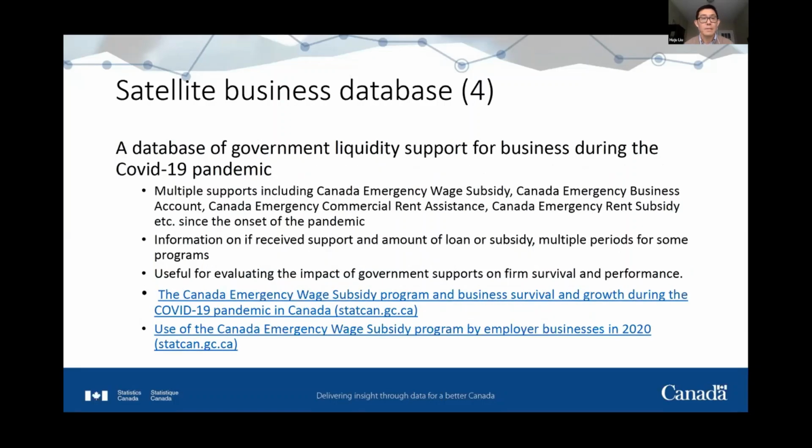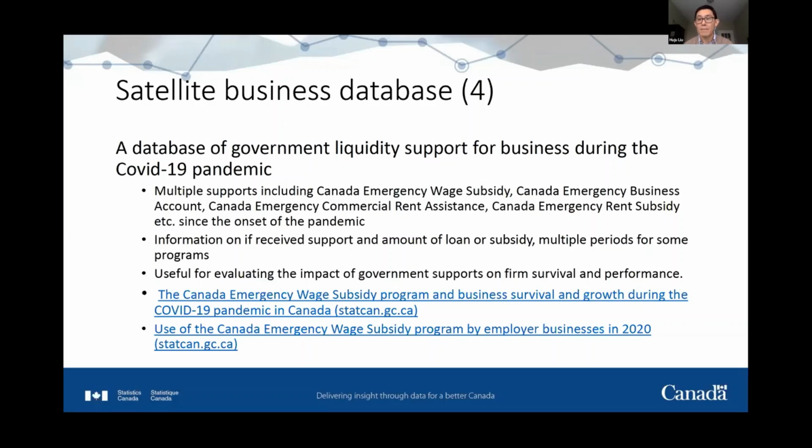The fourth database is a micro database that includes the government liquidity support for businesses during the pandemic. We have received microdata on multiple supports during the pandemic, including the wage subsidy, the business account loan, and the rental assistance or rental subsidy. And we have information on whether a business received this type of support, and if so, the amount of the loan or subsidy.